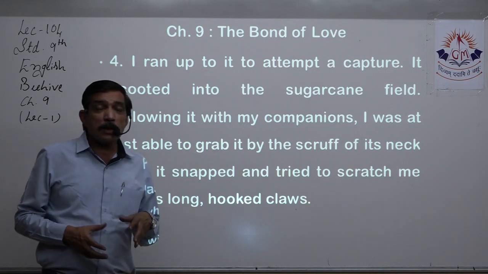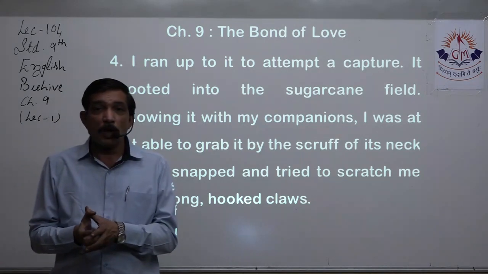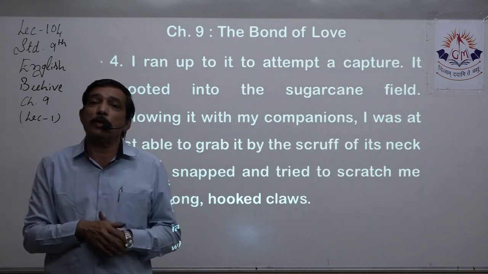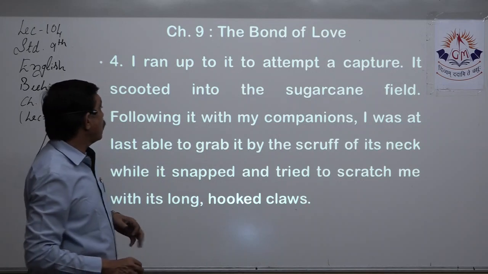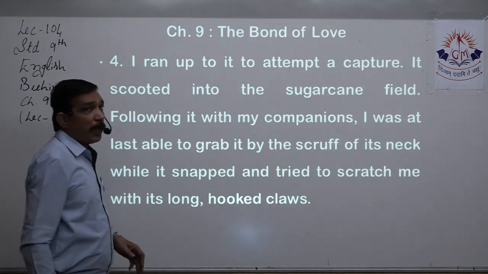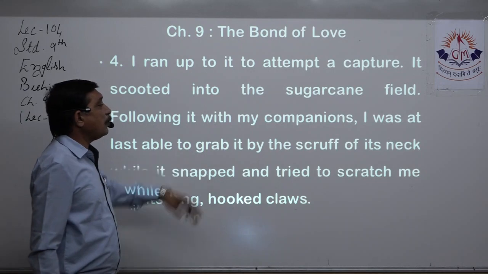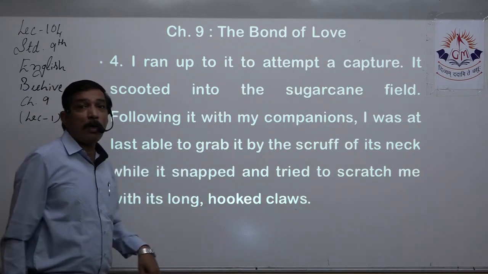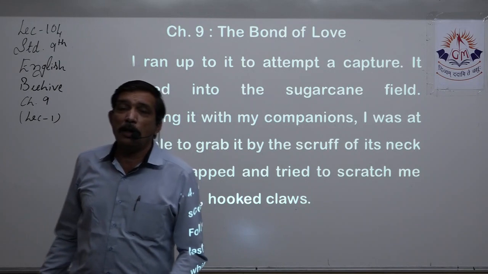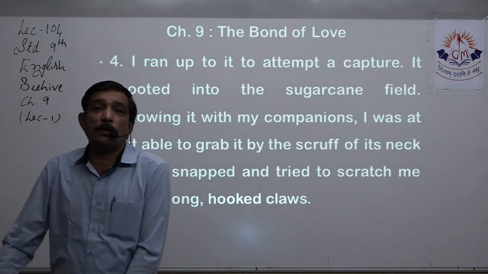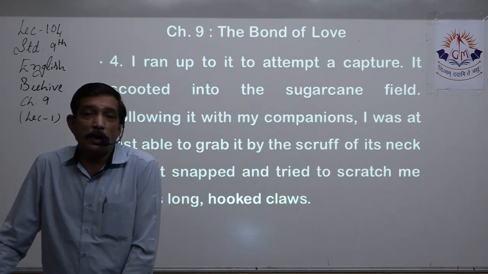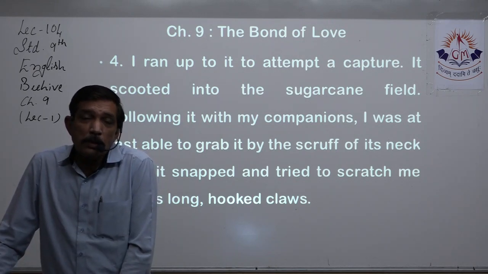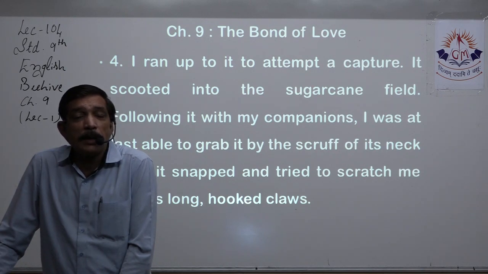So as soon as I tried to catch it, it made a short break towards the sugarcane field, and with full strength, in a very short time, disappeared in the sugarcane field. Following it with my companions, I was at last able to grab it by the scruff of its neck. Now, finding a small animal in a sugarcane field is like finding a needle in a haystack. That's a proverb. Finding a needle is a very difficult task. So without wasting much time, you've got to keep running behind that animal so that you are able to catch it. And it's a young one, right?